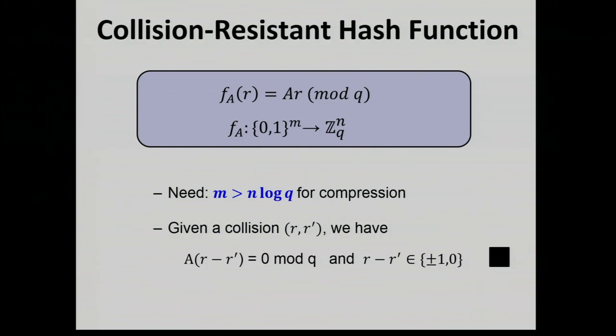What do I know? I know that A times (r minus r prime) is 0 mod q. So in other words, r minus r prime is a solution to the SIS problem for A. I gave you a matrix A, and you just found me r minus r prime, a short SIS solution. Why is it short? Because r and r prime have 0, 1 entries. Therefore, r minus r prime has 0, 1, maybe some minus 1 entries, but it's still short. Compute the norm, it's at most square root of m, square root of the length. Done. Very, very simple. So almost by definition, this problem gives you a collision-resistant hash function.